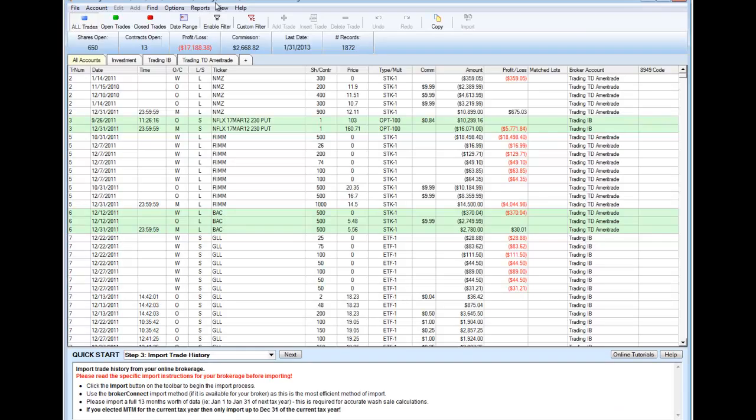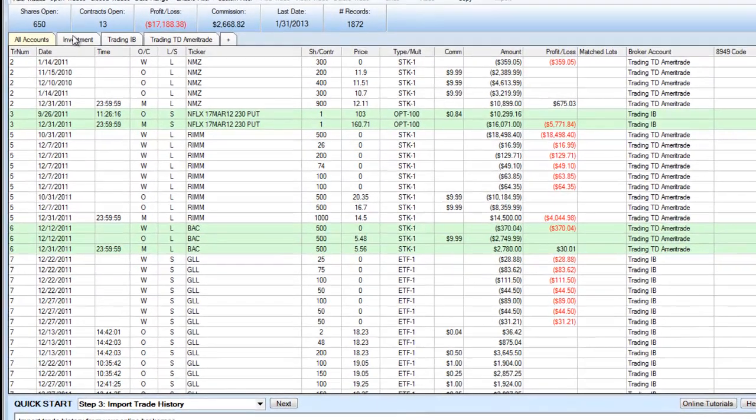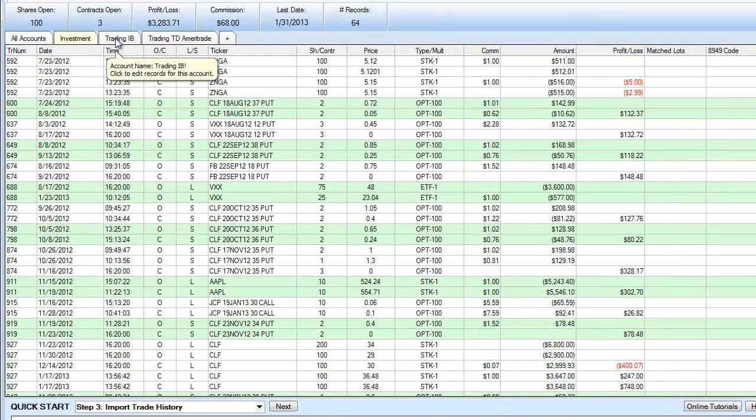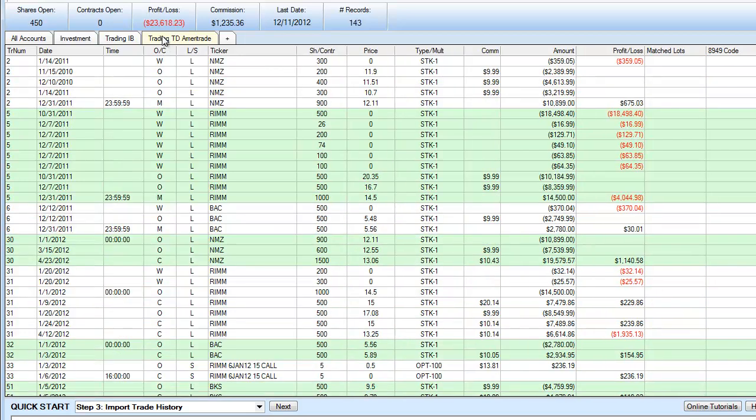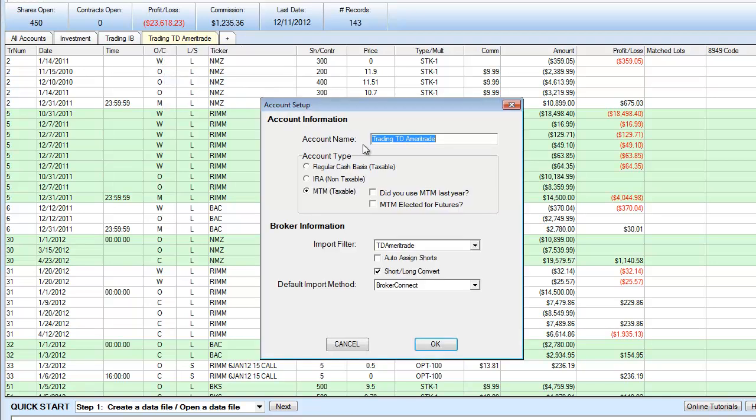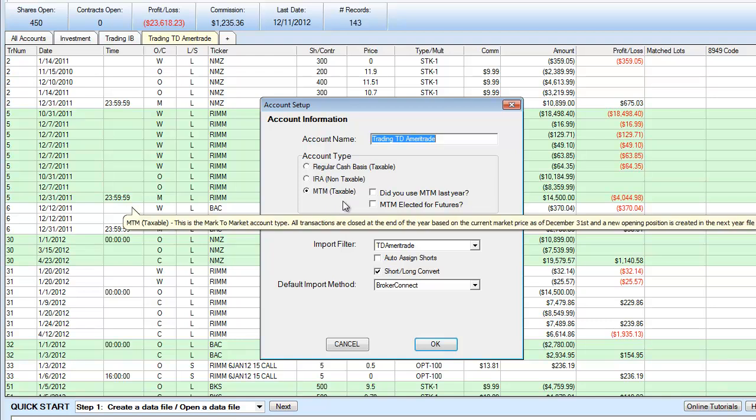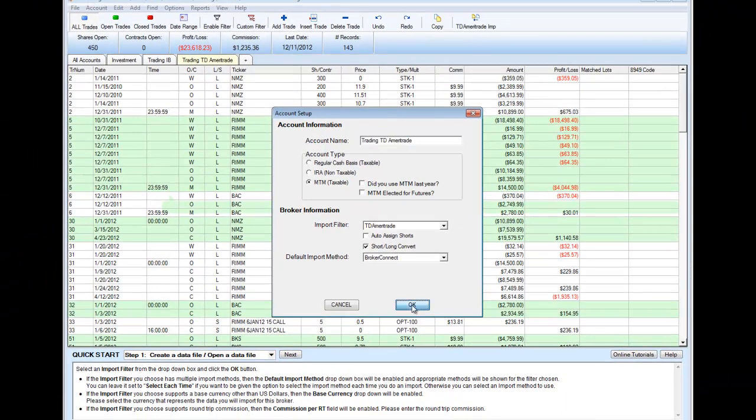Here's a sample of a combined account file that has three separate accounts. Again, there's an investment account, a trading account for Interactive Brokers, and a trading account for Ameritrade. In this particular example, if I right click on one of these accounts, you'll notice that this account is using mark-to-market accounting. I'm using the MTM version of TradeLog.